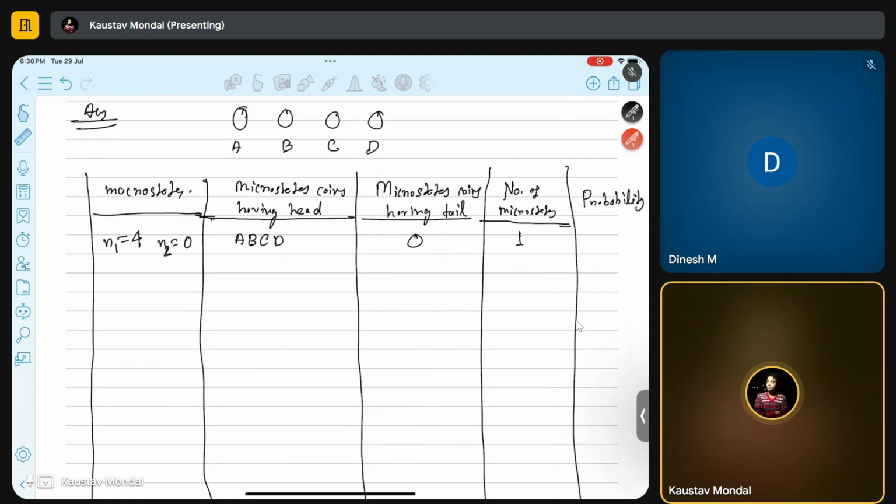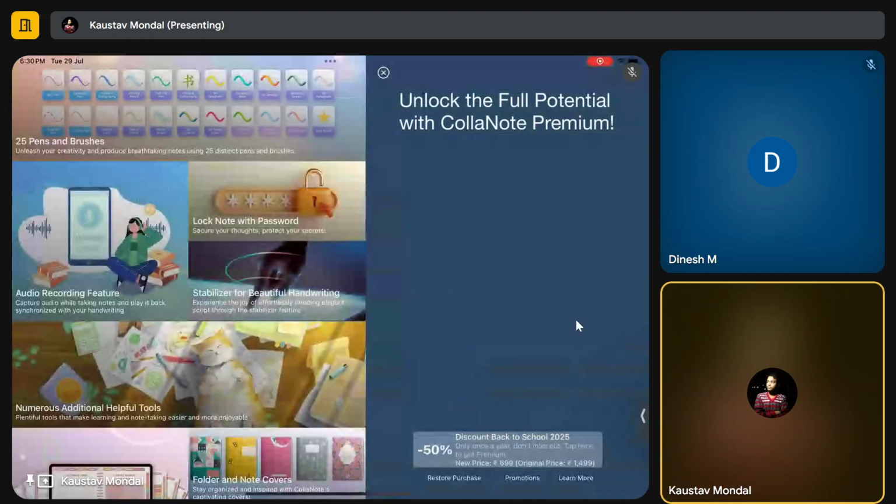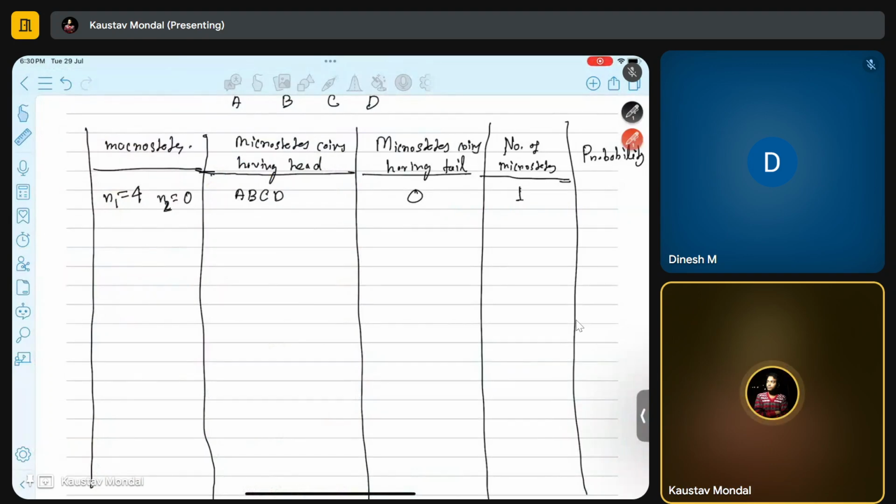Probabilities we will calculate later. Okay. So under this macro state, the number of microstates should be 1, right? So this is one problem. So this is one macro state.